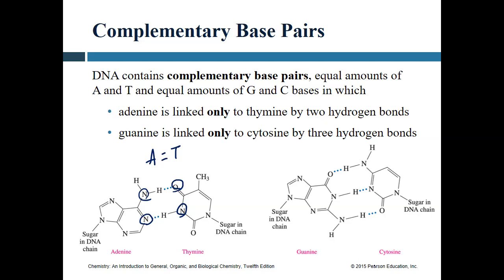And if I look at guanine and cytosine, I see the same thing, only a little bit more. Because now I can see there are three interactions possible between the guanine and the cytosine. I can get three hydrogen bonds to exist between those two pairs.